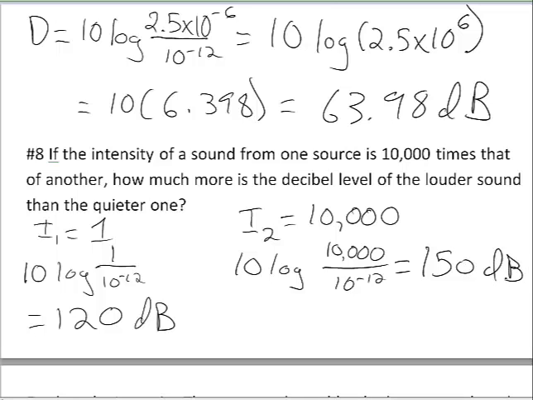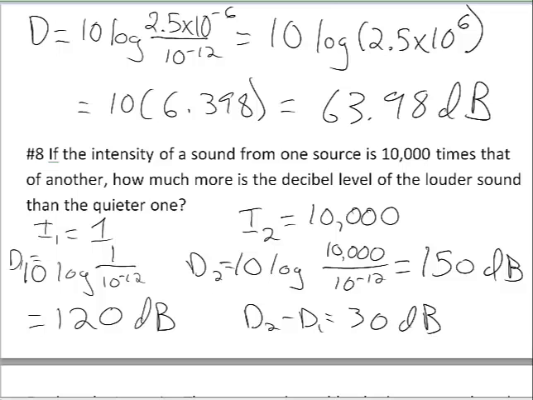So we don't actually know what these sounds are or anything, but we do know that the difference in their decibel levels, if this is D1 and this is D2, D2 minus D1 is 30 decibels.